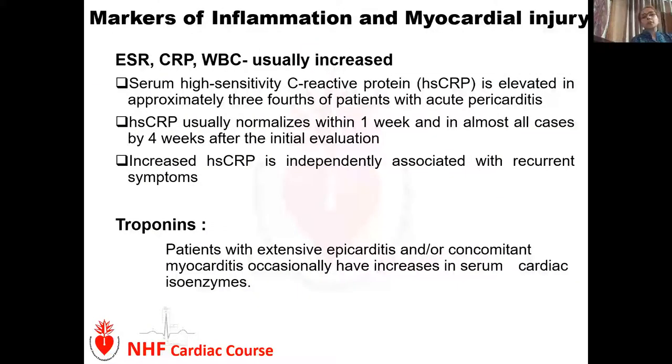And there will be some markers of inflammation increased, like ESR, high sensitivity C-reactive protein, and WBC. CRP usually normalizes within 1 week in almost all cases, by 4 weeks. And when pericarditis is associated with myocardial involvement, cardiac isoenzymes will also be increased.